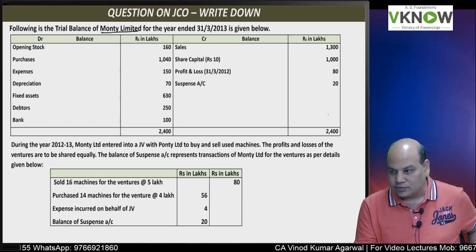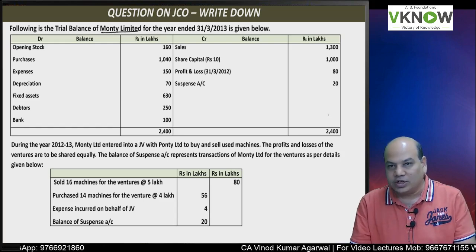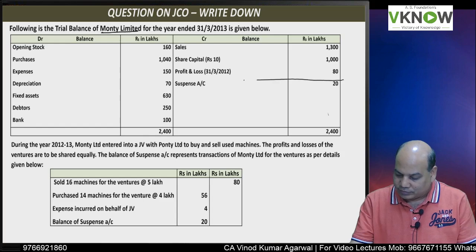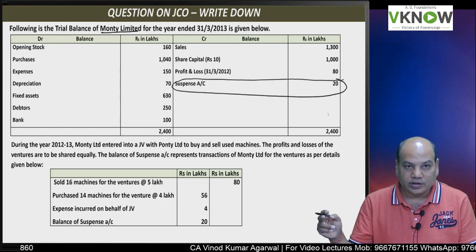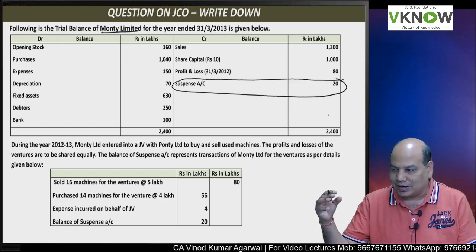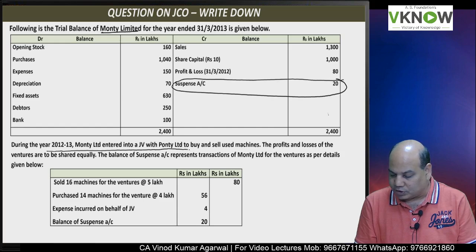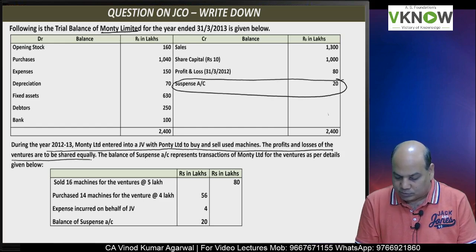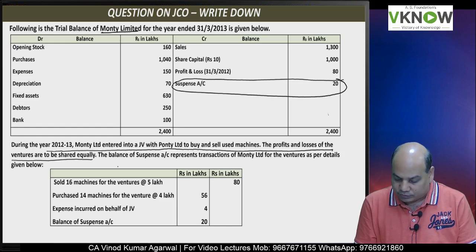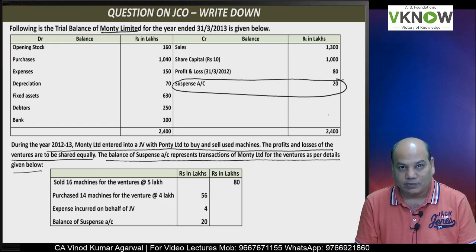Then a trial balance is given which shows the transactions of Monty Limited, and transactions relating to the joint venture have been shown as suspense account. During the year, they entered into a joint venture with Ponty Limited to buy and sell used machines. Profit and losses will be shared equally. The balance in the suspense account for the venture was as given below.